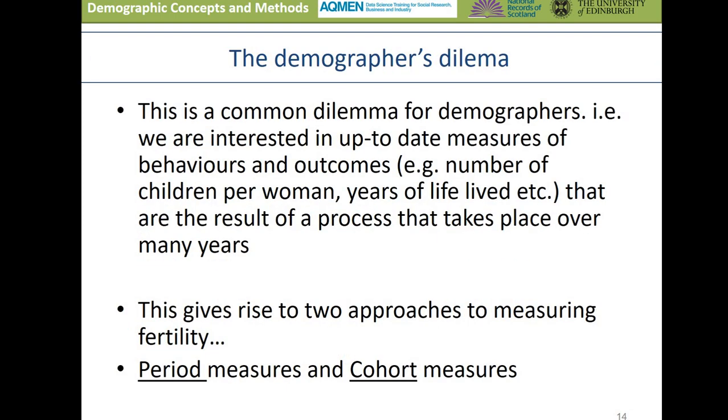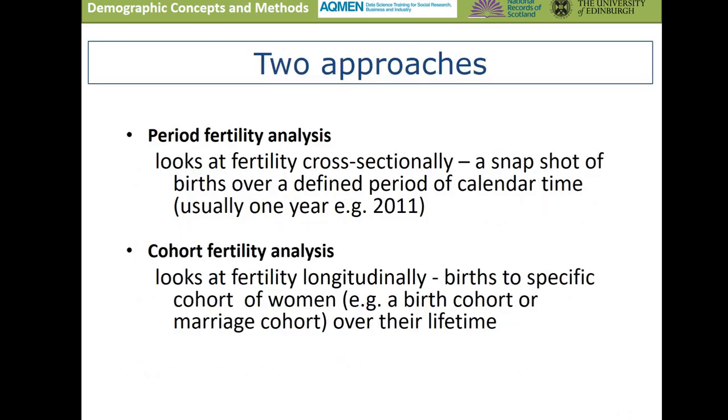And this really is a key demographer's dilemma. We're interested in the most up-to-date measures of behaviours and outcomes, such as the numbers of children per woman, the years of life lived, that are actually the result of a process that takes place over a number of years. And really this gives rise to 2 approaches of measuring things like fertility, and these are period measures and cohort measures.